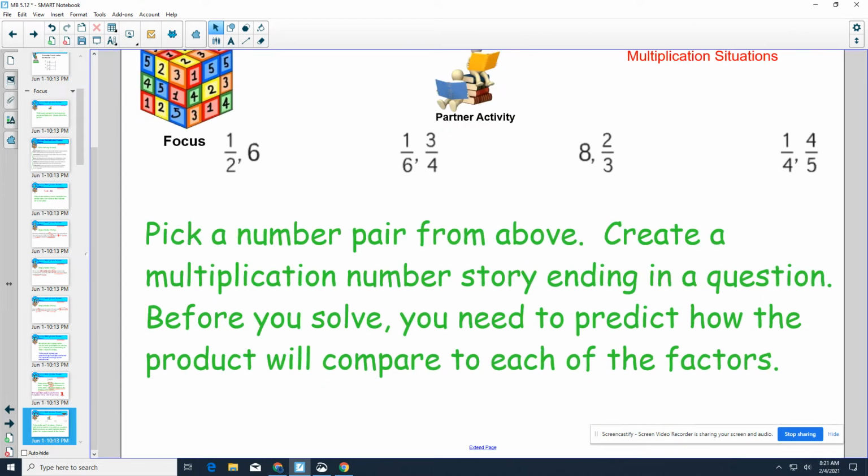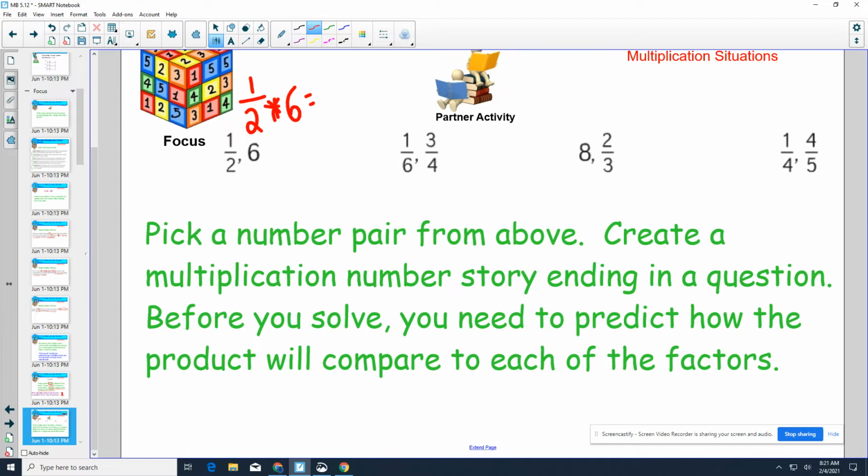Now, looking here, you want to pick a number pair from above, create a multiplication number story ending in a question. Before you solve, you need to predict how the product will compare to each of the factors. Okay, so as we look at these, if I'm saying 1/2 multiplied by 6, the prediction I want to make, and even if it's just in your head, is it going to be less than 6 or is it going to be greater than? Same thing here, 1/6 multiplied by 3/4, 8 multiplied by 2/3, and 1/4 multiplied by 4/5.